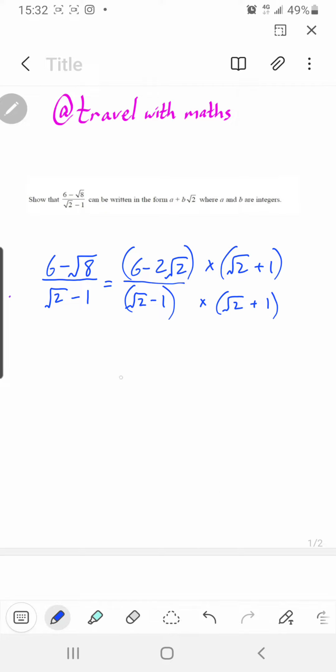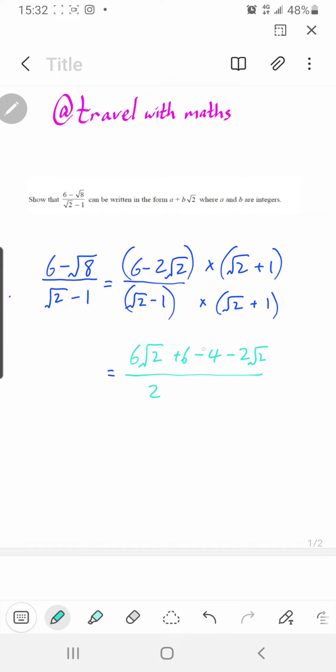Now expand above and below. So 6 times square root 2 is 6 square root 2. And then 6 times 1 is 6. And then 2 square root 2 times square root 2 will be, so the square root 2 and square root 2 will be just 2. So 2 times 2 is 4. And then 2 square root 2 times 1 is just 2 square root 2.